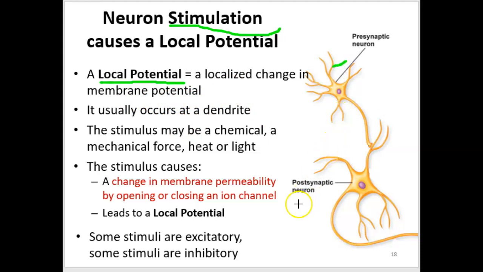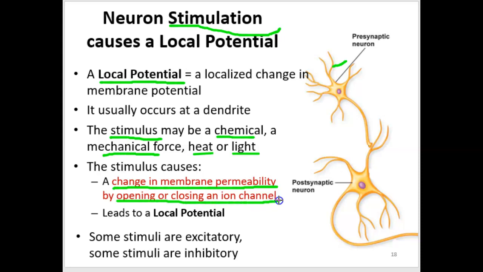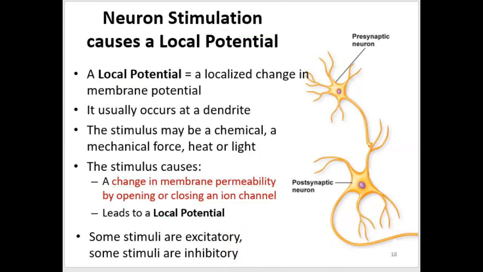There's a dendrite. And the stimulus that causes the change from negative 70 to something else could be a chemical, pressure, heat, or light, like in your retina. What the stimulus does is change the membrane permeability to those ions we talked about by opening or closing a channel. And therefore it changes from negative 70 to something else, which we call a local potential. Sometimes stimuli are excitatory and sometimes they're inhibitory, but we have to talk about what that means before that makes sense to you.